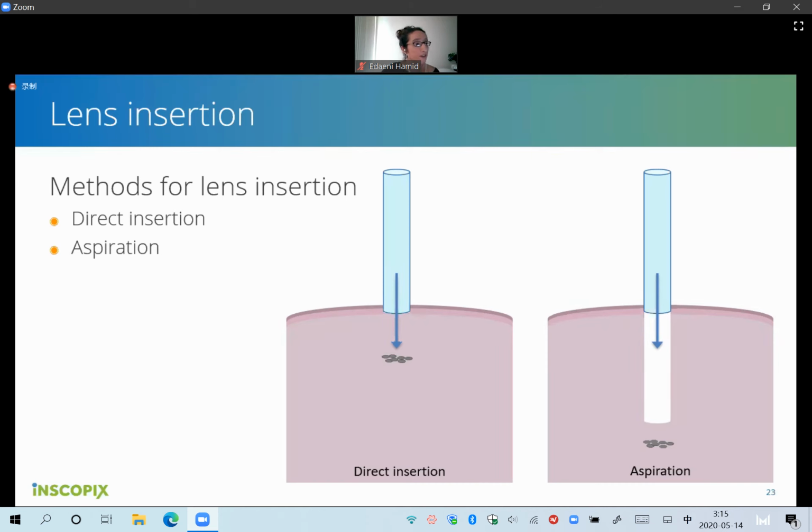So one method to relieve this pressure is to aspirate some of the tissue above your region of interest before inserting the lens. Please note that while I'm not going into any details of the surgical methods, we do provide surgical protocols for our Inscopix community.